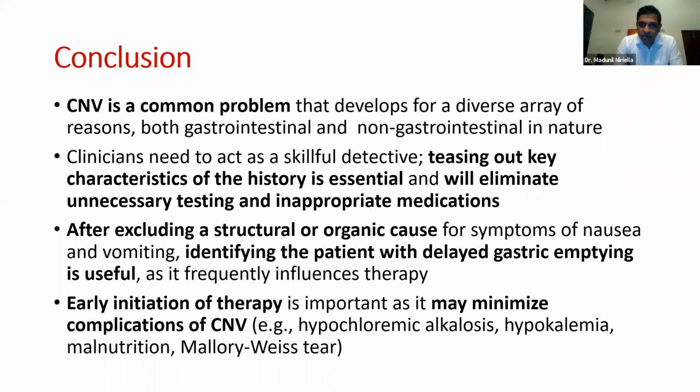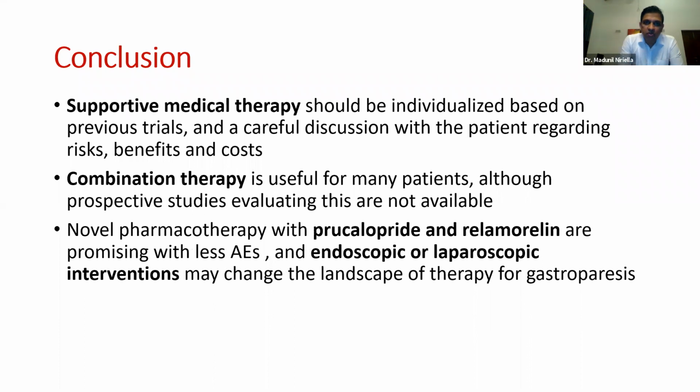Early initiation of therapy is important, as it may minimize the complications of chronic nausea and vomiting, such as hypokalemia, malnutrition, and weight loss. Supportive medical therapy should be individualized based on the previous trial of these medications, with careful discussion with the patients regarding the potential risks, the benefits, and the costs. Combination therapy is useful for many patients, although prospective studies evaluating this are not available.